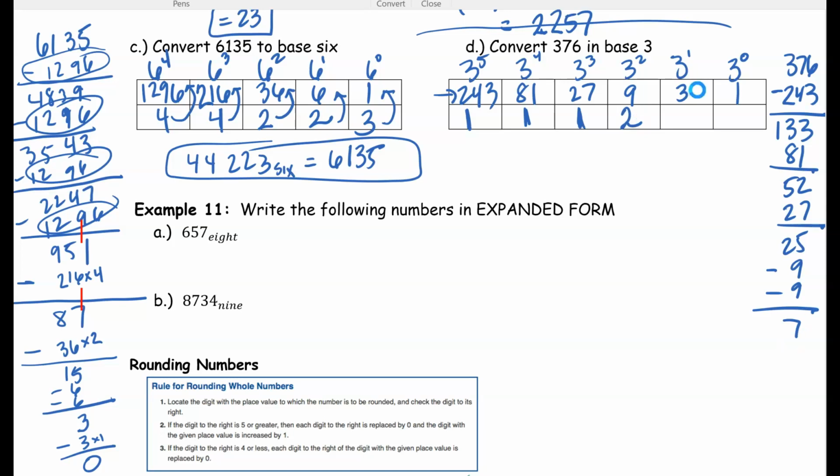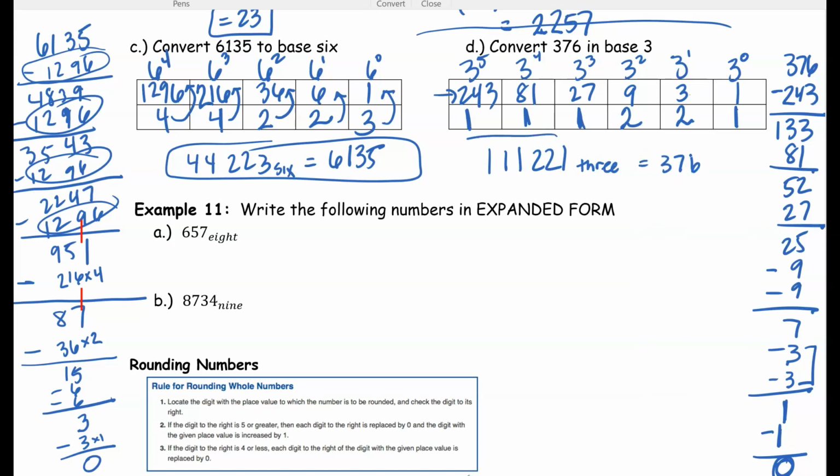And now my next size group is 3, so I'm going to subtract 3, and then I can actually subtract 3 again. So 7 minus 3 minus 3, or 7 minus 6, is 1. So I subtracted 3 twice, so I'm going to put a 2 here, 2 groups of 3, and then I have 1 left over, so I'm going to have 1 group of 1, and I have nothing left over, which is what I want. I want to end up with 0. So my answer is 1, 1, 1, 2, 2, 1, base 3, and that's the same thing as 376.